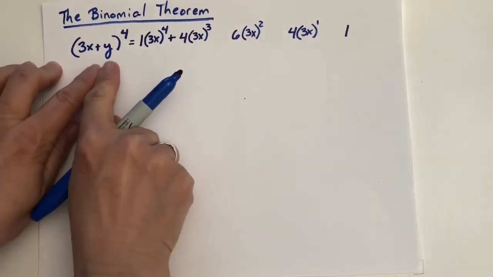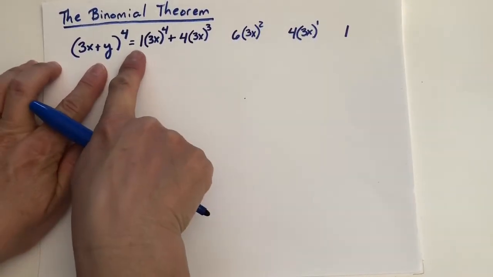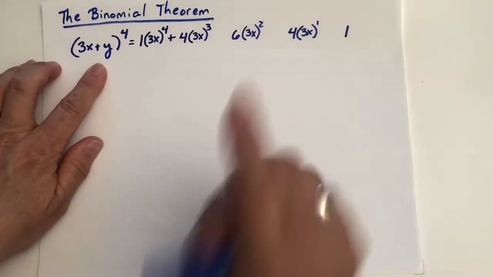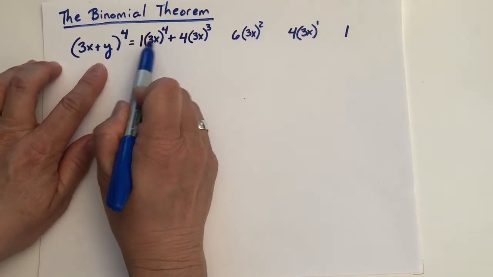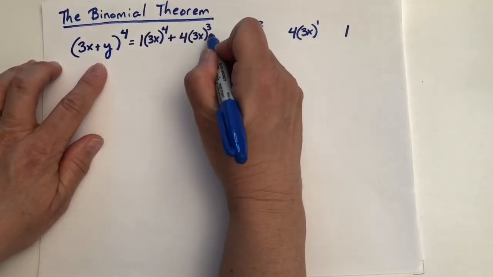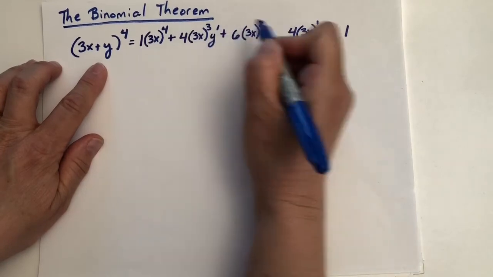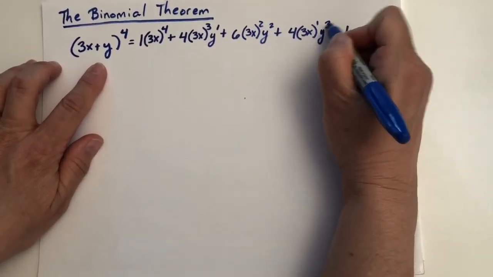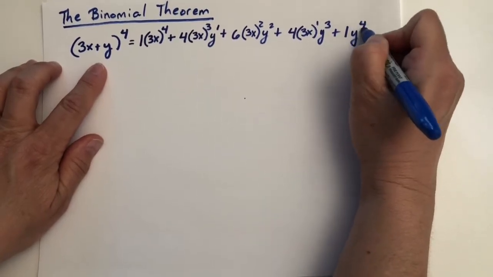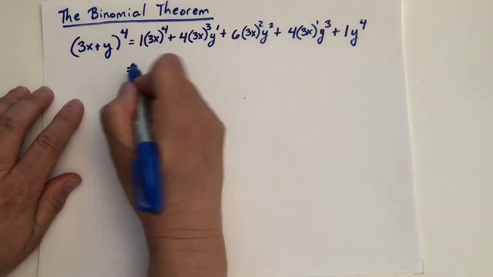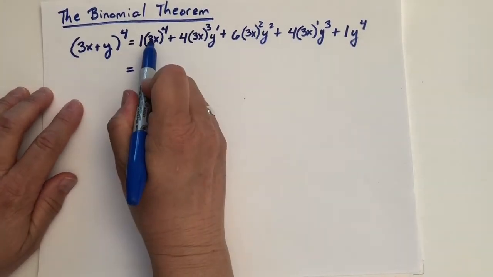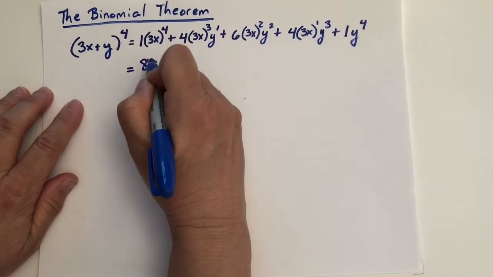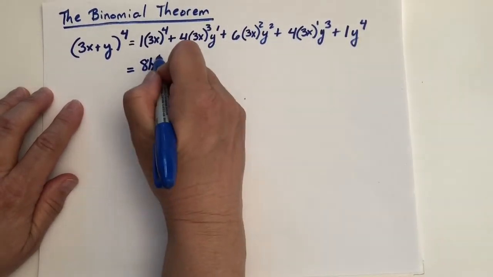Now, with respect to the y, the exponents on the y are increasing or ascending as we go from left to right. We don't have any y's here, it's y to the 0, but here we would have y to the first, and then y to the second, and then y to the third, and finally y to the fourth. So if we do our arithmetic here, we have 3 to the fourth, which is 81, x to the fourth. Oh, there's a 1 there, 81x to the fourth.